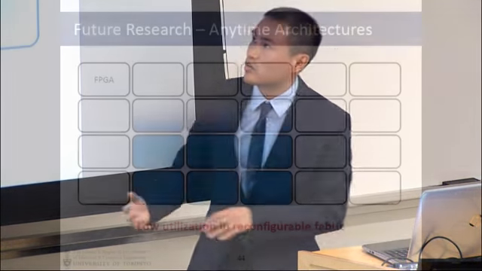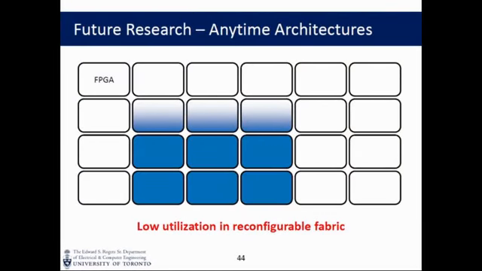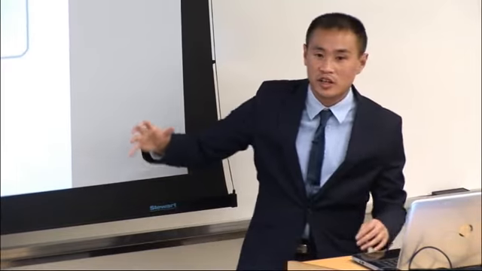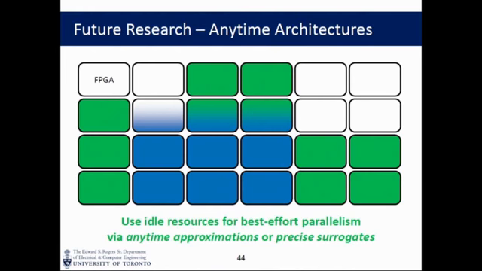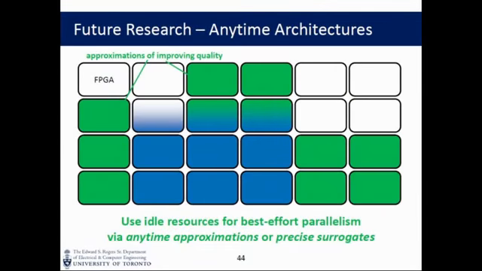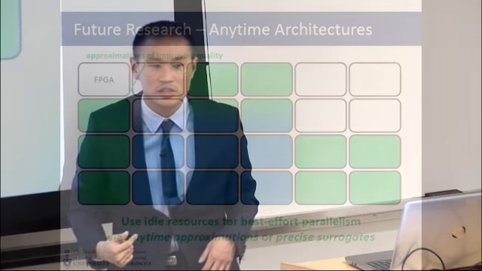And this applies to more broad coarse-grained fabrics. For example, with Catapult, you have your network of FPGAs, you have some application mapped out to the logic here. If you have any excess utilization and resources to spare, you could allow for best effort parallelism via the anytime approximations that I talked about, where these could be approximations of improving quality in order to minimize the tail latency of your computation.